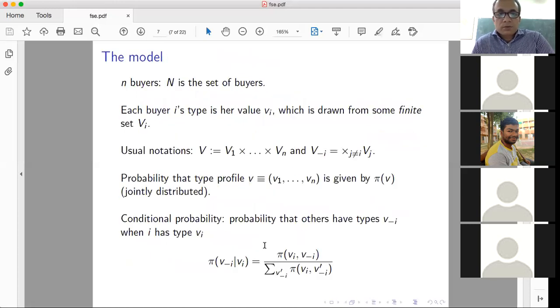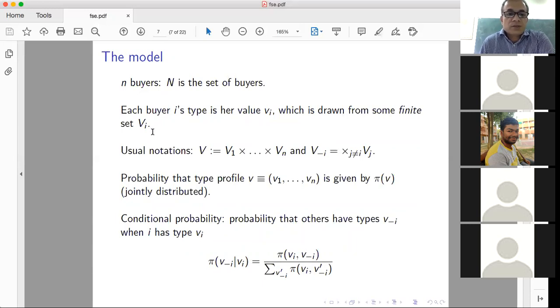All right, so the model is the same as Myerson's, except for how the priors look. There are n buyers. Each buyer's type is her value, which I'm going to call v_i in this talk. One main difference from Myerson's analysis to this one is that the type space is finite. So each buyer draws her type from some finite set V_i.